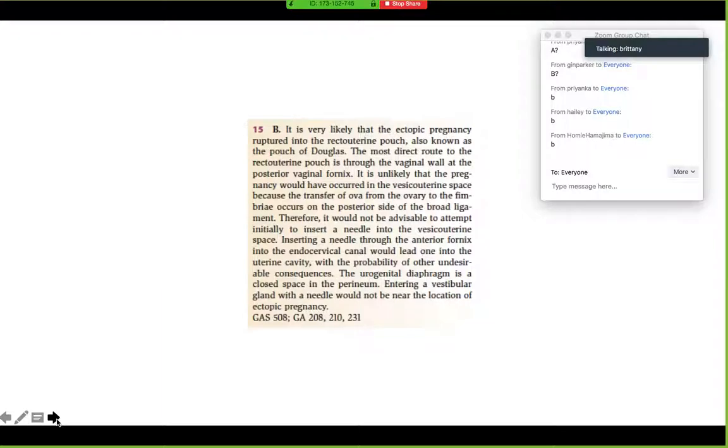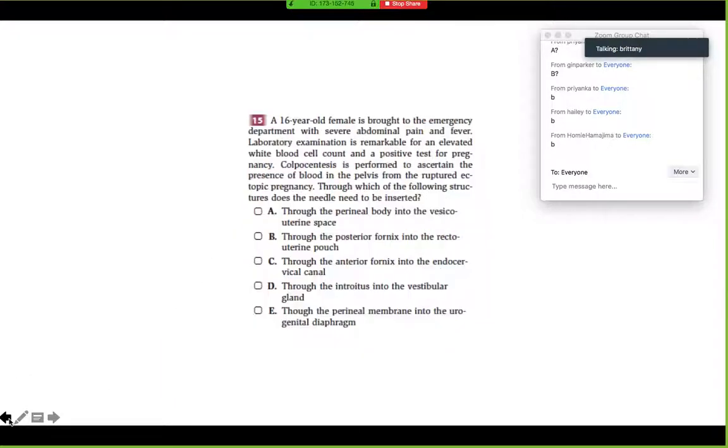Yes. You guys are rocking these. So the correct answer is B, through the posterior fornix into the recto-uterine pouch. So that was, remember, the one with the star by it.